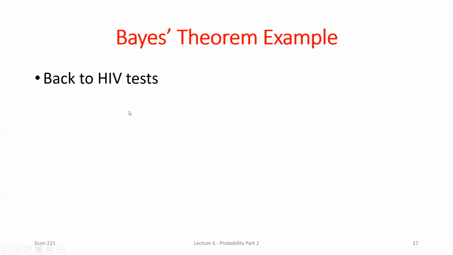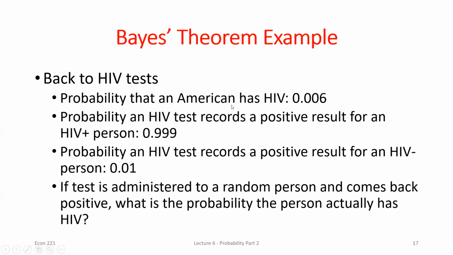All right, so let's use this HIV test example. This is the one that I actually have some values on. If you just look at the probability that if I chose someone at random, with no other information about them, they have HIV in America, it's about 0.6%, right? So if the person is HIV positive, the probability the test records a positive result is 0.999. So very accurate tests, right? If you actually have the disease, it almost 100% identifies it. Not quite, 99.9%, but very close.